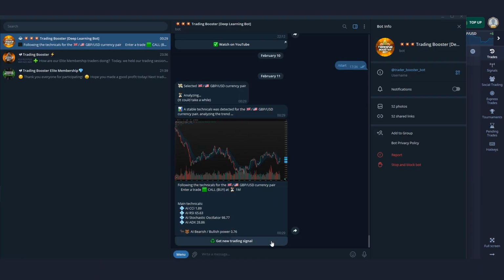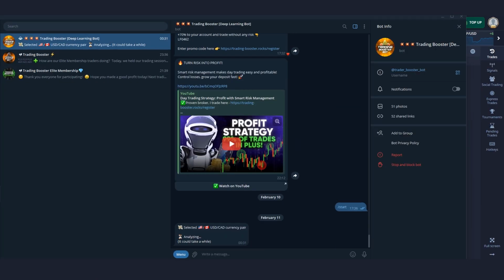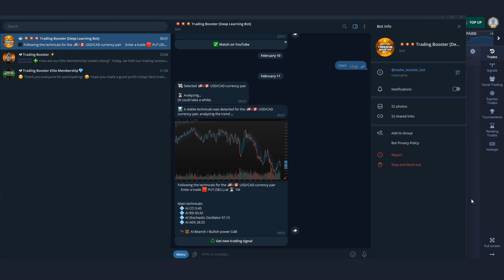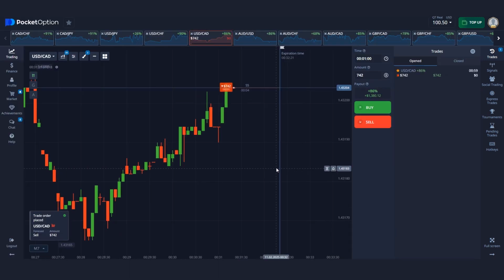Canadian dollar. I choose a currency pair. And I receive a sell signal, and I open a sell trade on the new candle.